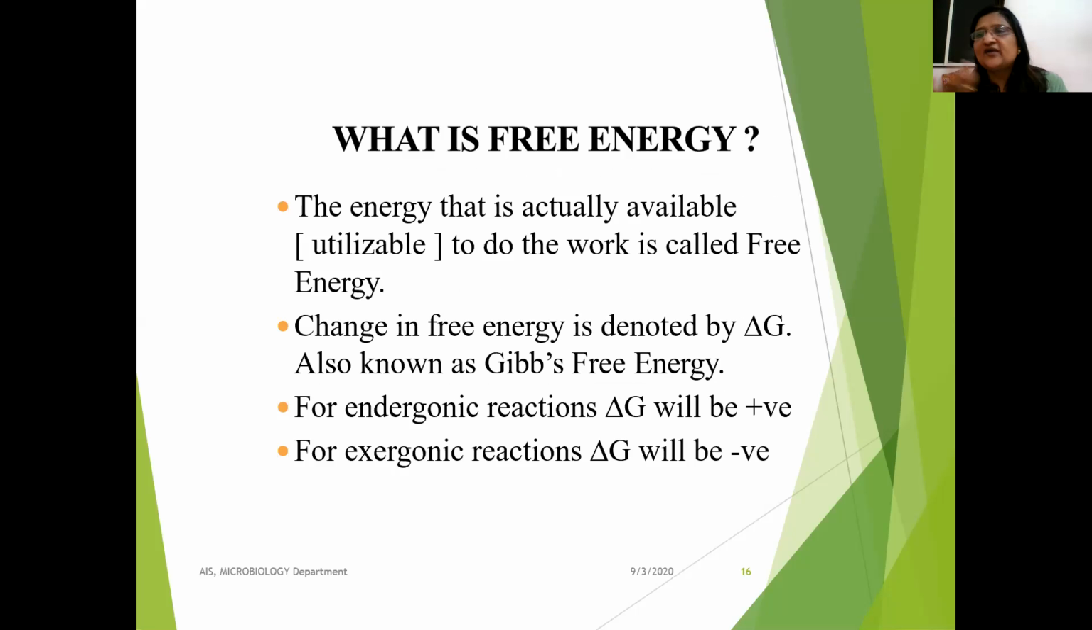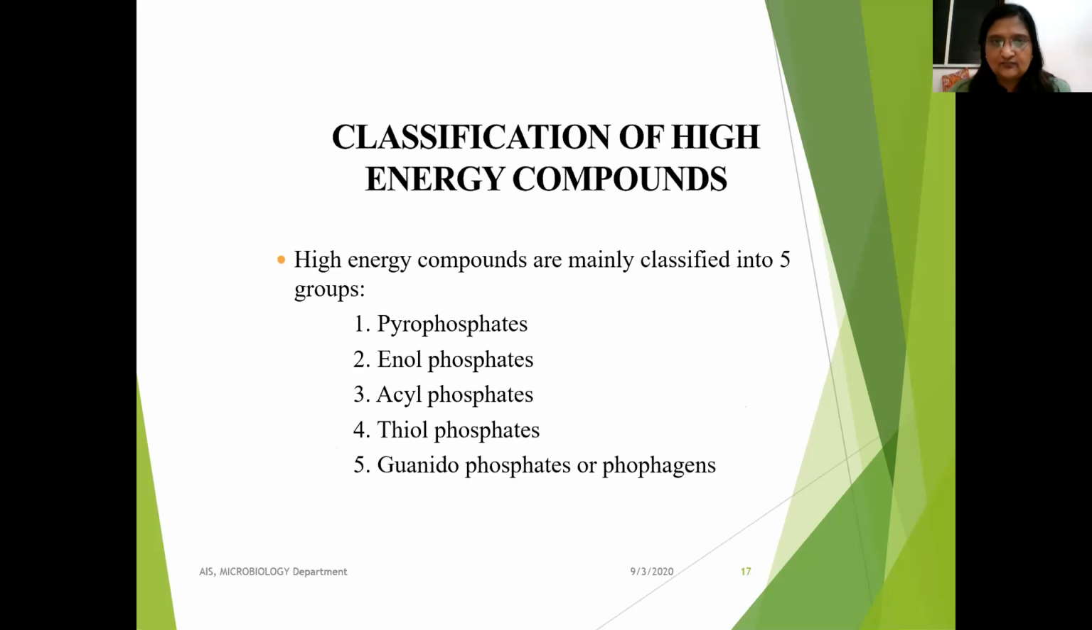In the previous lecture we have already seen what free energy is. As a summary, the energy that is actually available to do work is known as free energy, and the change in free energy is denoted by delta G, which is known as Gibbs free energy. Whenever a reaction is endergonic, delta G is positive, while exergonic reactions will have delta G negative. We can classify high energy components into 5 different categories.